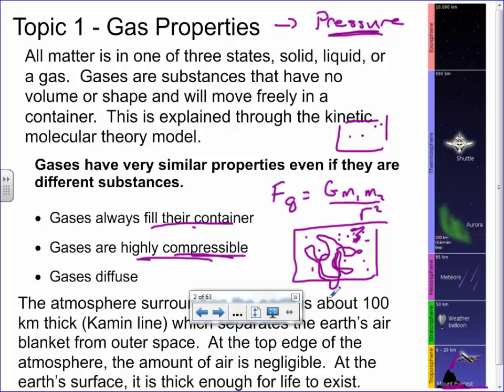Now, they're very dangerous if they ever become uncompressed, because what happens if you have a leak or a hole in the container? Well, it's this last thing right here. They diffuse. Diffusion is basically where you go from an area of high concentration to an area of low concentration. So if you have a highly pressurized gas, like a tire, and you pop a hole in it, all of a sudden all of that gas will try to escape. Does that make sense? You guys probably know all these properties already, I'm sure.